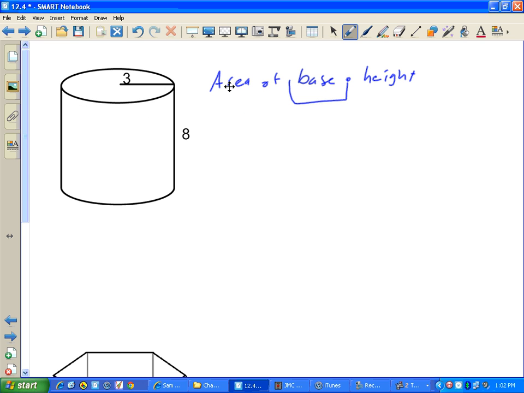In this case, the area of my base is pi r squared because it's a circle. So pi times 3 squared, and then I'll multiply it by the height, which is 8. So I'll get 9 pi times 8. This is 72 pi. You can leave your answers in terms of pi. That way they're exact and we're not rounding at all.